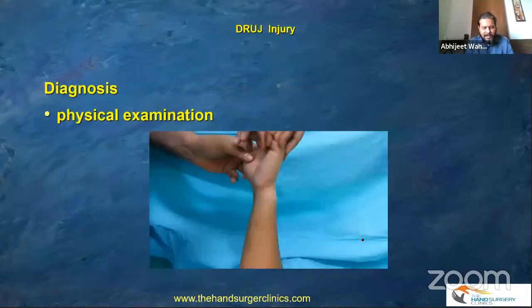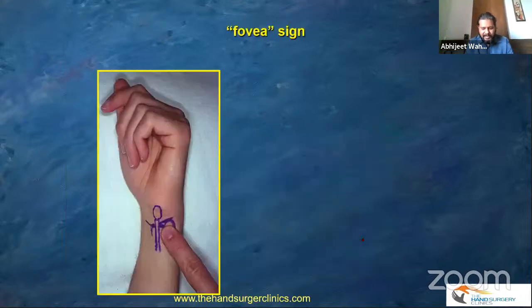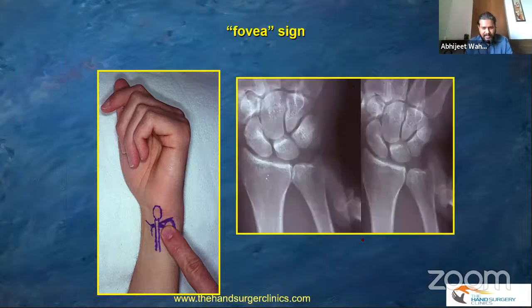So we already talked about this particular situation where the patient presents to you with pain on the ulnar aspect of the wrist joint, and you find that the pain is the only issue with no instability. Then you look for the fovea sign. This fovea sign was again described by Dr. Richard Berger. Essentially, you look for tenderness in the ulnar snuff box in supination.